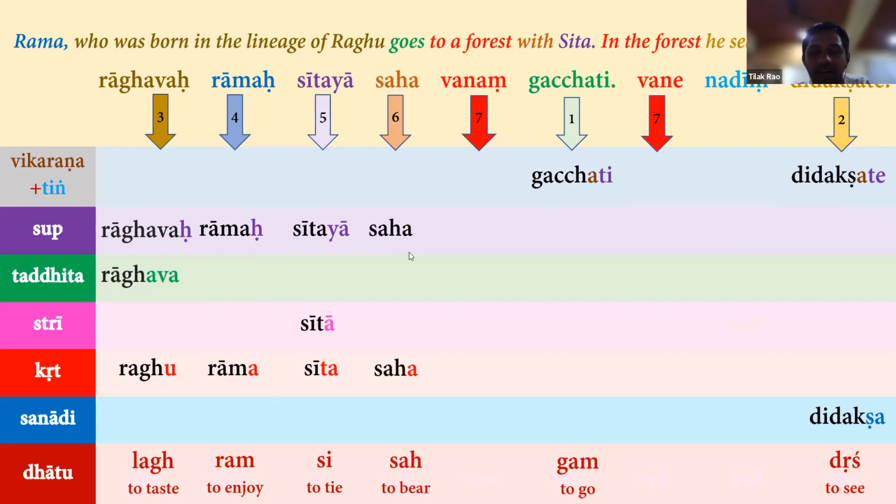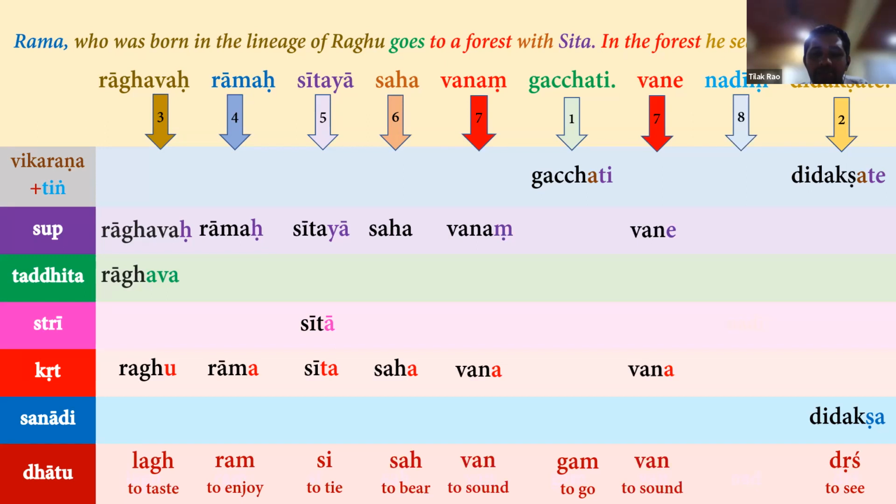Again, Saha. Saha also has a dhatu, and by adding krit, it becomes Saha, and it's avyaya. Therefore, it stops there, Saha. Though there is sup pratyaya, it is not visible in this example. And Vanam. Vanam is from the Vana dhatu. By adding krit, it becomes Vana, and by adding sup, it becomes Vanam. So we saw all these 7 types of pratyayas in this example.